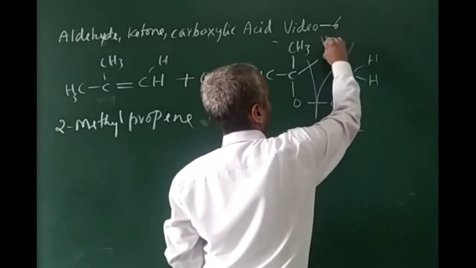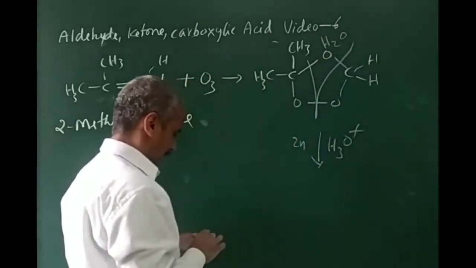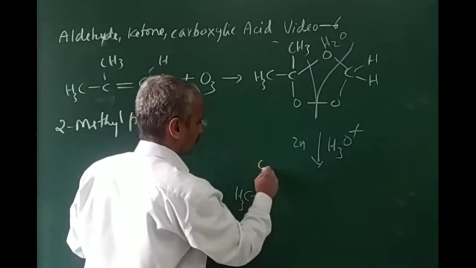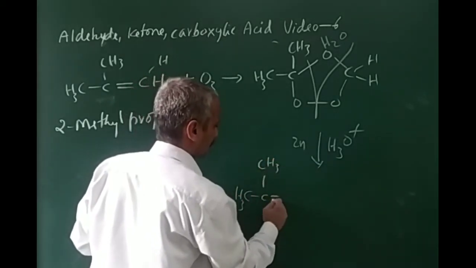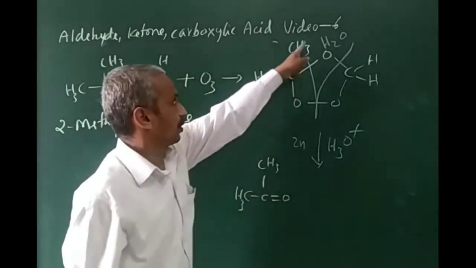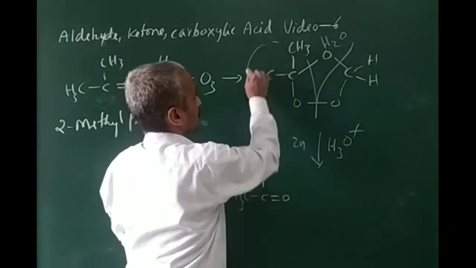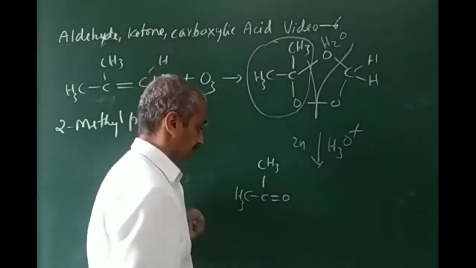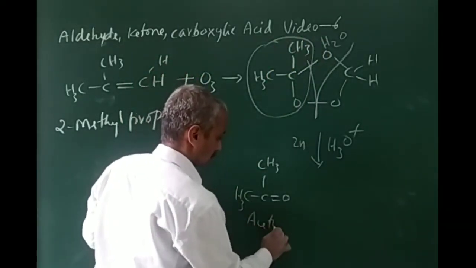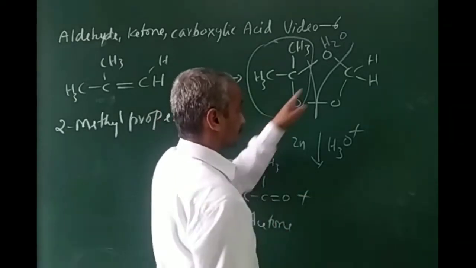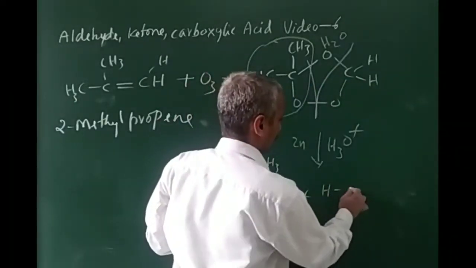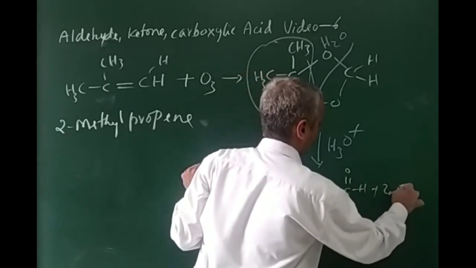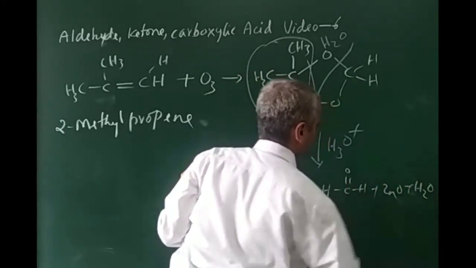What I am going to get now? Tell me. I am going to get CH3 double bond O from this part. I got a ketone, acetone, along with this part, HCHO, formaldehyde, zinc oxide, and the water molecules.